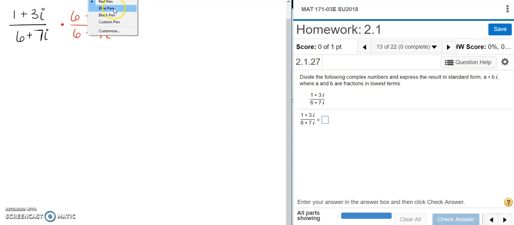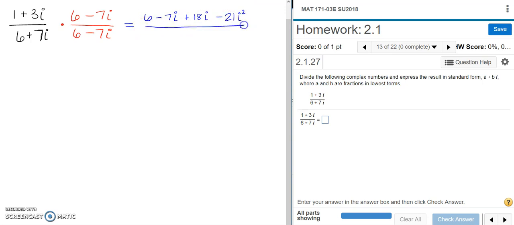Okay, so let's do this in blue. For the top, I've got 1 times 6, which is 6. 1 times negative 7i, negative 7i. 3i times 6 is 18i, and 3i times negative 7i is negative 21i squared, i times i being i squared. So we're going to simplify that in just a minute.